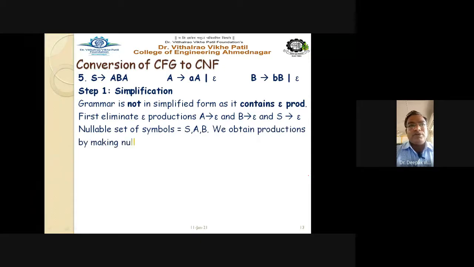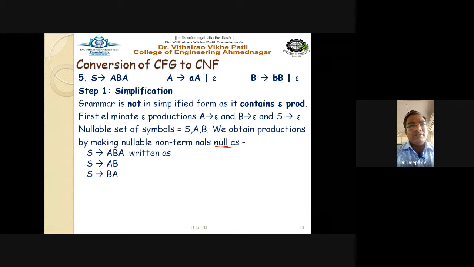We obtain productions by making nullable non-terminals null. So S gives ABA, and from this rule we get different rules: AB by making the last A null, BA making the first A null, A by making the last BA null, B making the two A's null, and S produces AA by making B null. These are the productions we got here, but we are not writing S produces epsilon because we have to remove it.